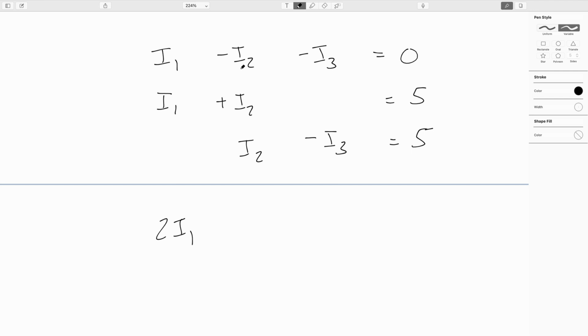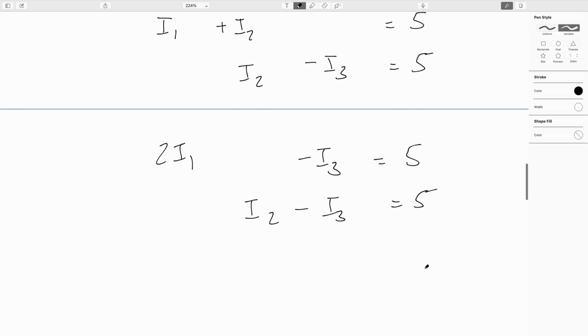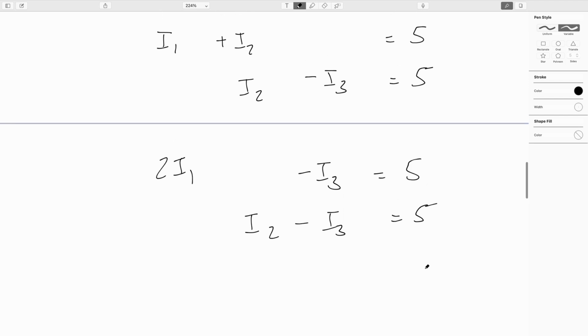And then adding this is going to give me just plain nothing. Then adding this is going to give me minus I3. And then adding these two is 0 plus 5 equals 5. And then I'll carry through what I had before, I2 minus I3 equals 5. All right, so at least I can get something here.